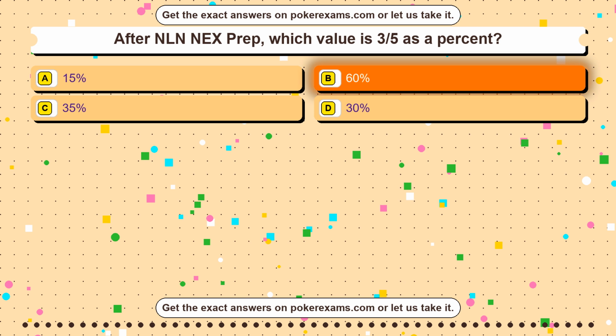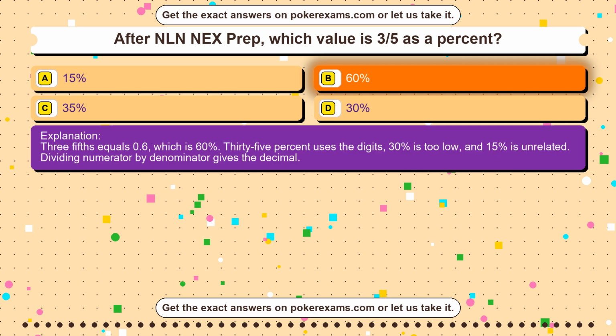The correct answer is option B. 60%. 3/5 equals 0.6, which is 60%. 35% uses the digits, 30% is too low, and 15% is unrelated. Dividing numerator by denominator gives the decimal.